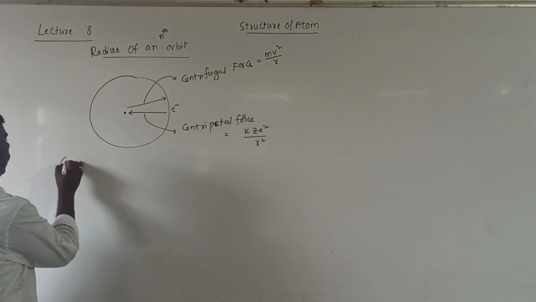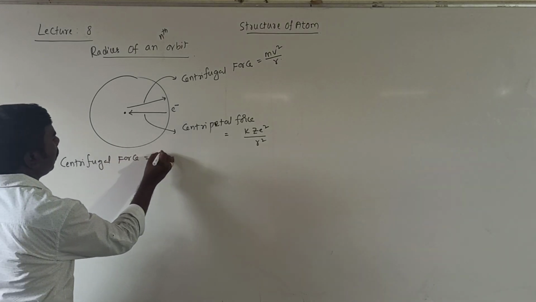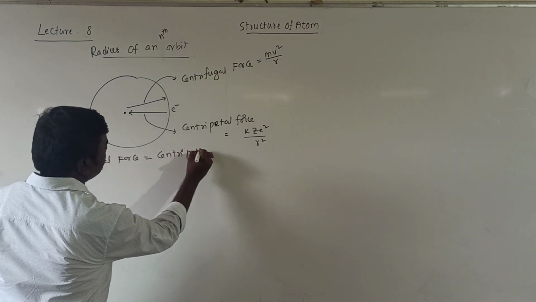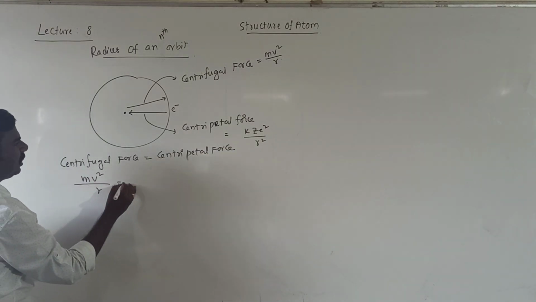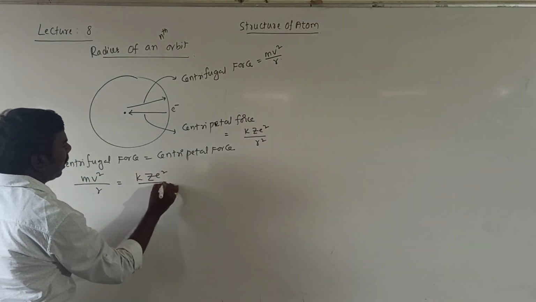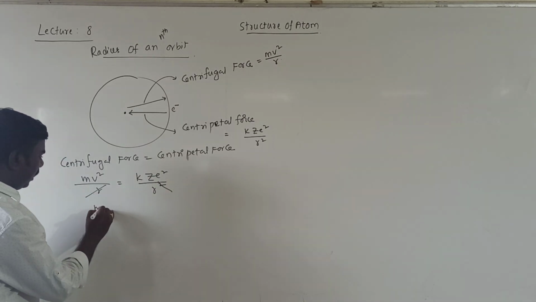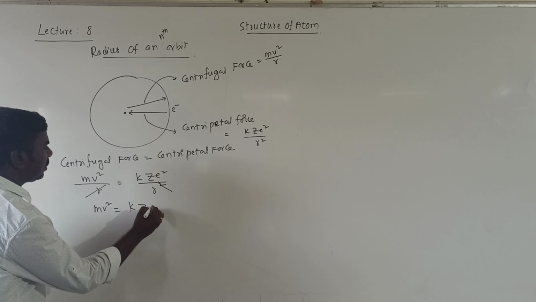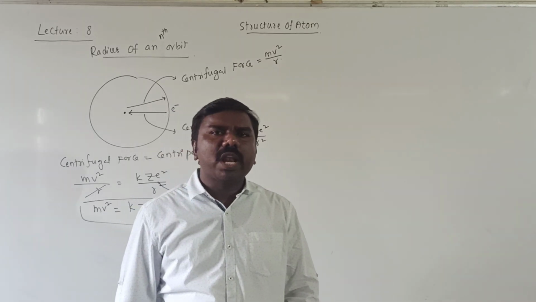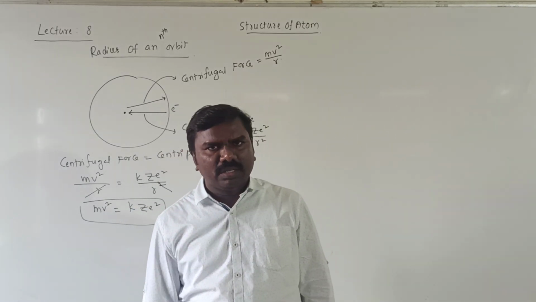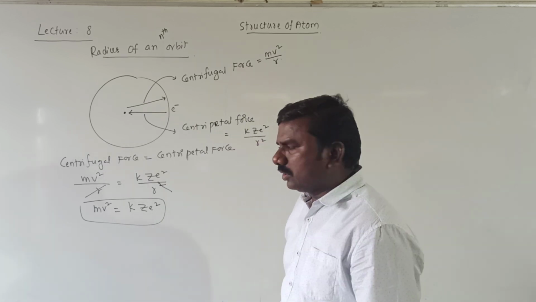Now, centrifugal force is equal to centripetal force. mv square by r is equal to kZe square by r square. Students, r will cancel. Then mv square equals kZe square, where k is a proportionality constant, equal to 1 by 4 pi epsilon naught, where epsilon naught is the permittivity factor. No need for us. So these are all terms.